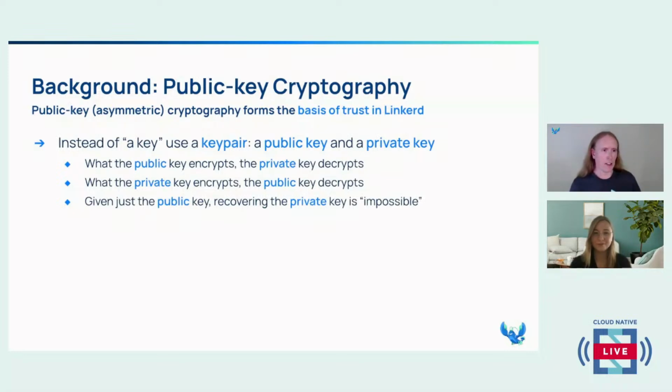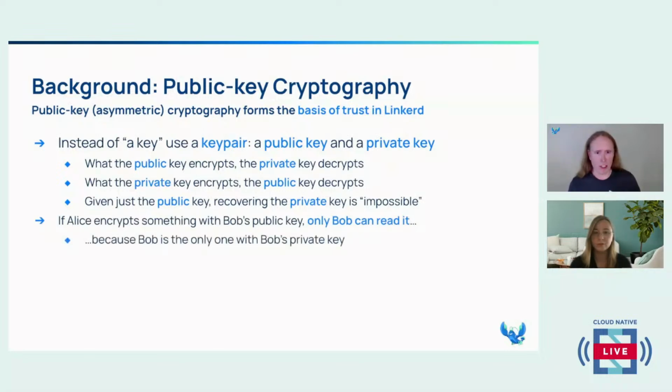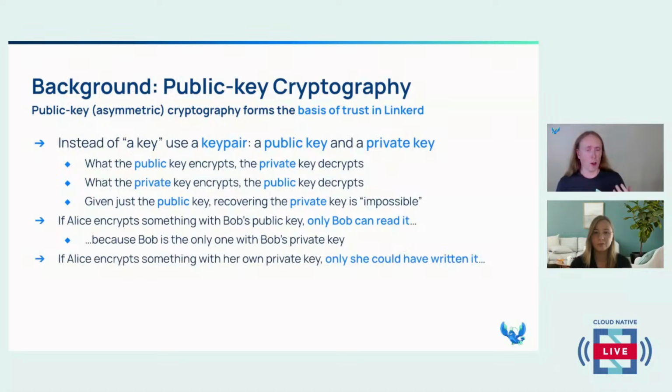These three properties give rise to some really interesting aspects of public key crypto. The first one is, if Alice were to encrypt some data with Bob's public key, only Bob will be able to read that data because Bob is the only one that has Bob's private key. Likewise, if Alice were to encrypt something with her own private key, then only she could have written that because she's the only one with her private key.